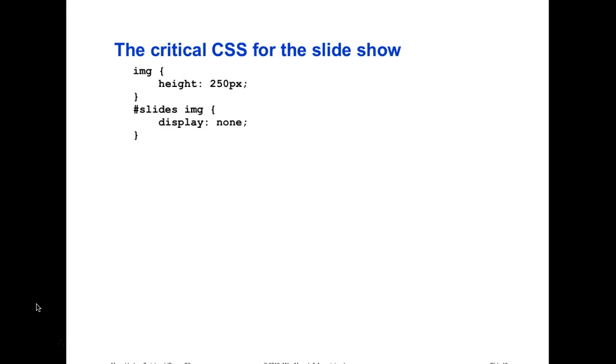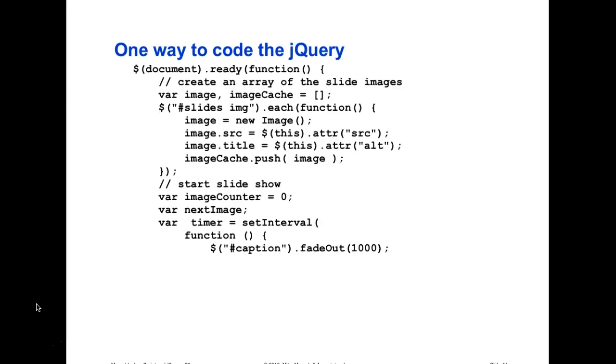And what's critical for this slideshow is the CSS, where each height of the image is 250, of course, but most specifically, we don't want them hidden. So if we have all image source tags inside the div tag slides that are display none, we start everything loaded into the page, but no one can see them. And we can look at different ways to code this with jQuery.